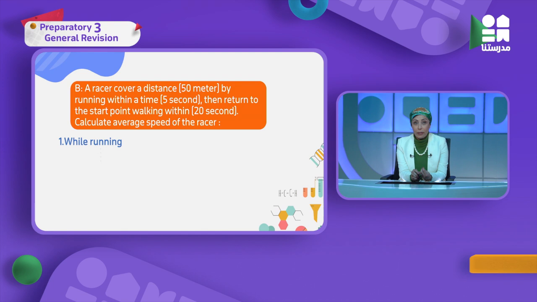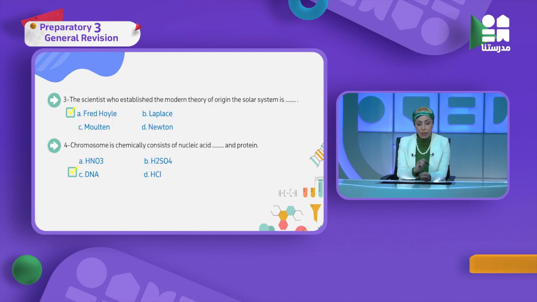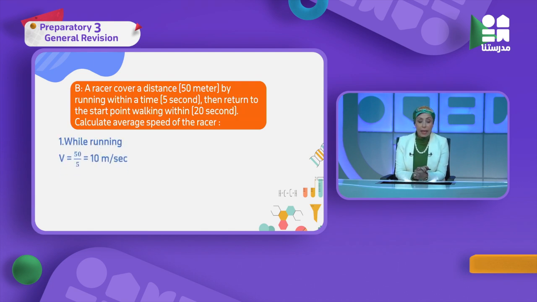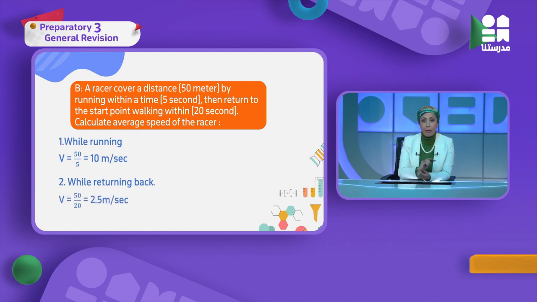The first thing it asks is how can I calculate the speed while running. While running, here I have the distance 50 meters, in which time? In 5 seconds. So I use the rule distance over time, 50 divided by 5. So the speed here is 10 meters per second. That's while running. Then it asks another question: while returning back walking, what distance did he cover? He covered the same distance, because he returned back the same distance he ran. Sometimes you might say he didn't give me the distance. No, here you have the distance, which is also 50 meters, but he returned walking 50 meters in which time? In 20 seconds. So 50 divided by 20 equals 2.5 meters per second.